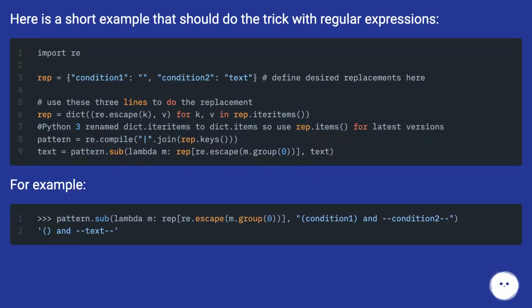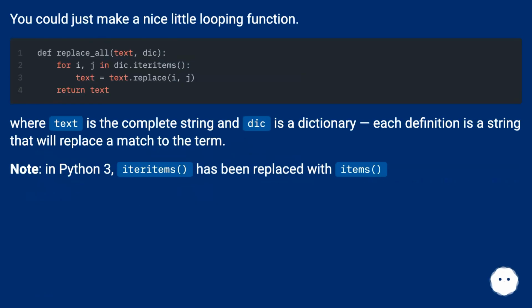Here is a short example that should do the trick with regular expressions. For example, you could just make a nice little looping function, where text is the complete string and dic is a dictionary. Each definition is a string that will replace a match to the term. Note, in Python 3, iteritems has been replaced with items.